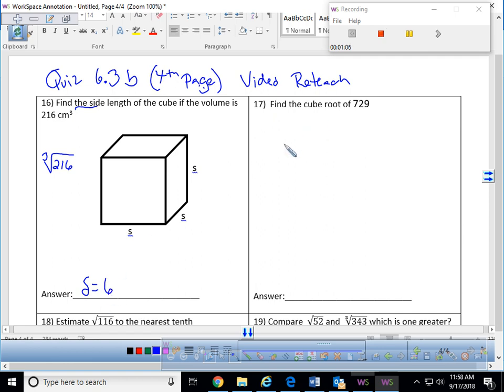Alright, next one, we want to know the cube root of 729. We're just reading that off of our cube root list, or if you don't have it, you could just guess and check what number times itself 3 times equals 729, and the answer is 9.